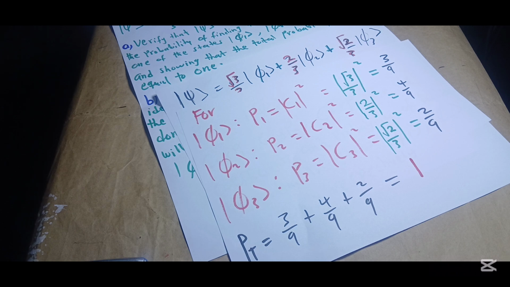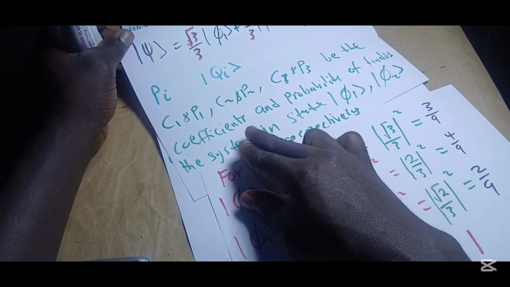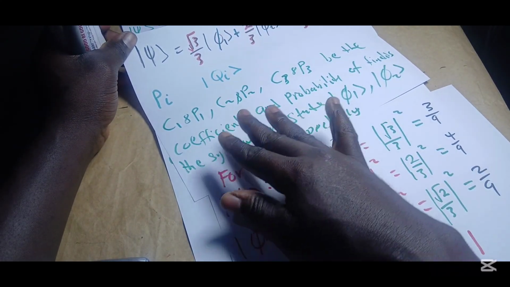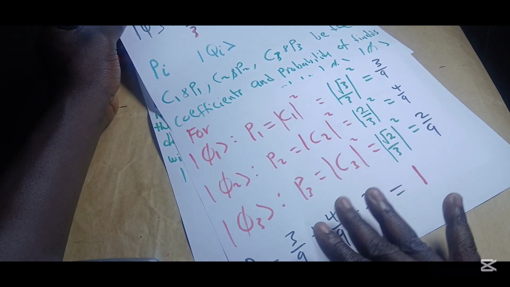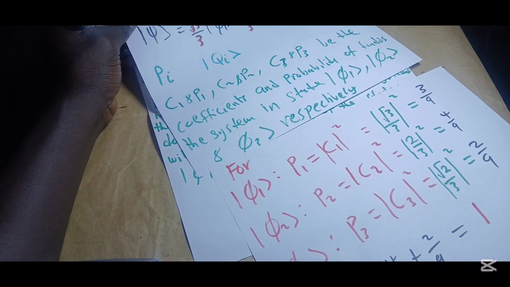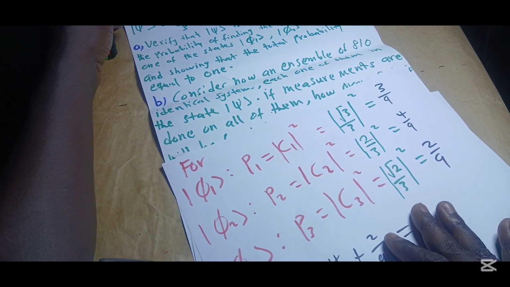So that is it for part 1 of part A of the question. Once you define your variables, C1, P1, P2, everything, the solution becomes very simple like this. So let's see whether part A of the question is answered.